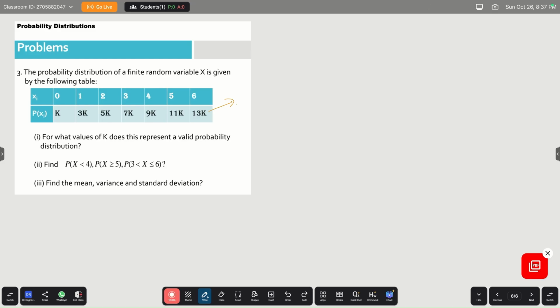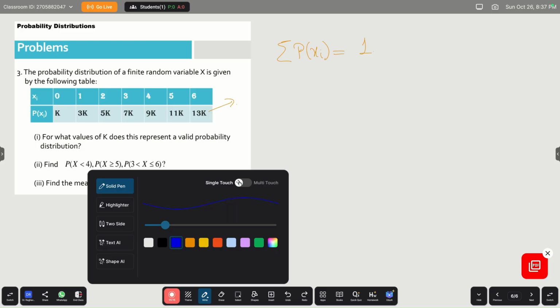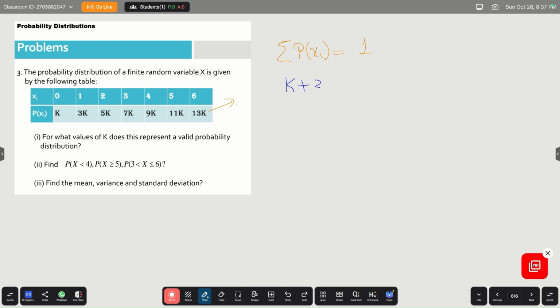So what is the idea? The idea is very simple. We know that the sum of the probabilities is equal to 1. So sum of all these probabilities. What are the probabilities given here? First probability is k, second is 3k plus 5k plus 7k plus 9k plus 11k plus 13k. That summation must be equal to 1. So you can solve this equation in different problems. It could be a different equation, like linear or quadratic, whatever it is. It will be high school mathematics, so easily you can calculate.